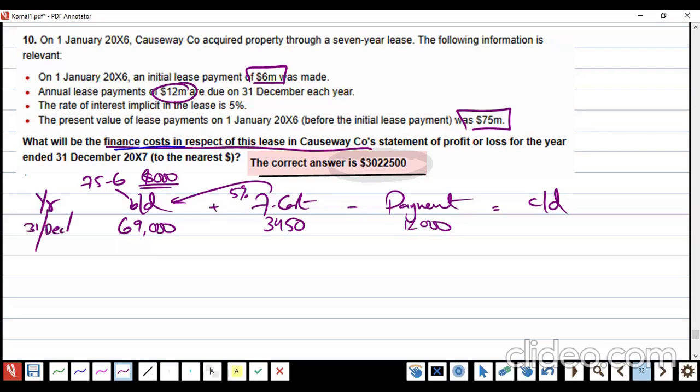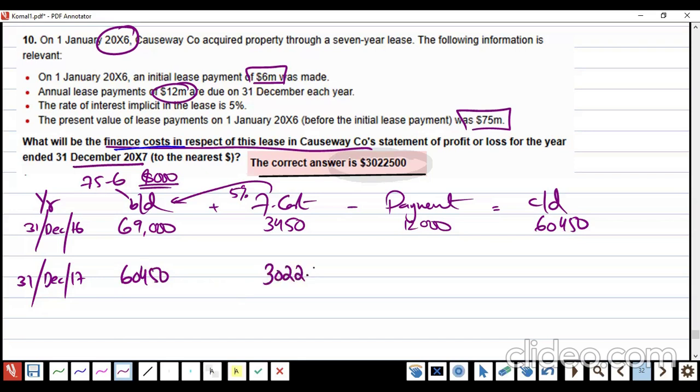This is December 2016. Why? Because they are asking us for the second year interest. So we have 1 year more. The closing balance is coming to how much? 6,450. So 6,450 into the interest rate, how much? 5%. 3,022.5. That's my answer, because they are asking for the finance cost.